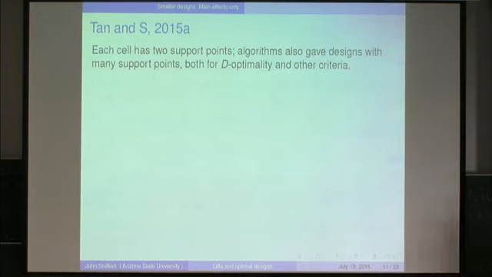So the work that I started with my student, or the problem that I gave to my student, is to think about, these designs have 2 support points per cell. And also we looked at algorithms, by the way, earlier this week. An algorithm by Yang, Biedermann and Tang was mentioned as a cutting-edge algorithm. We tried that algorithm on this problem, and the algorithm has difficulties with this problem and also tends to come up with a large number of design points.